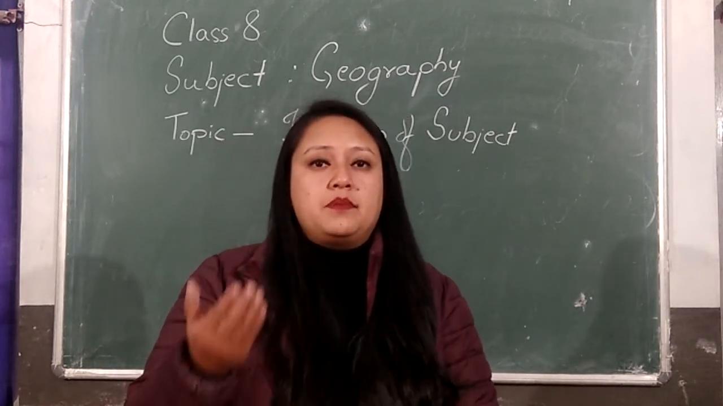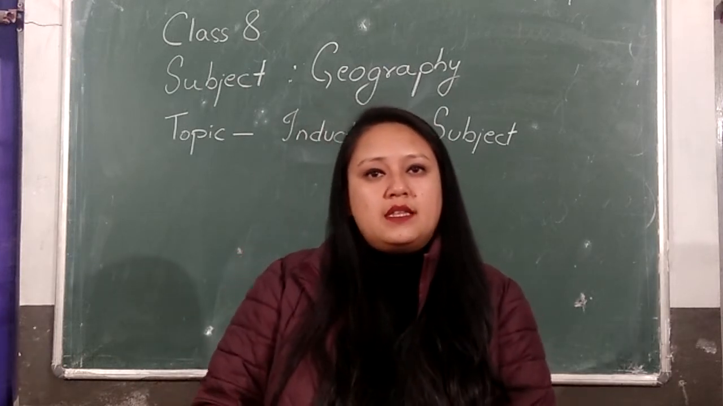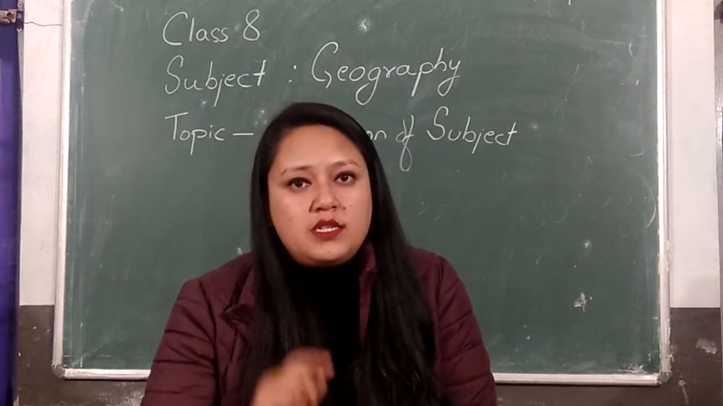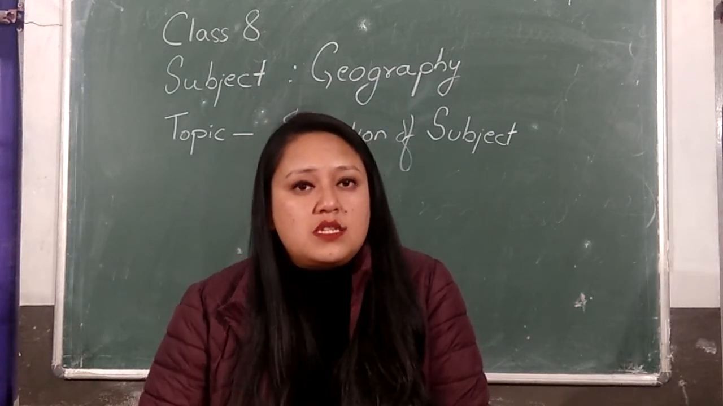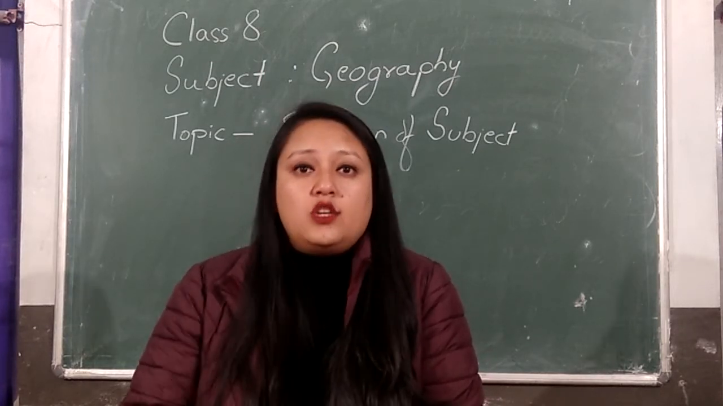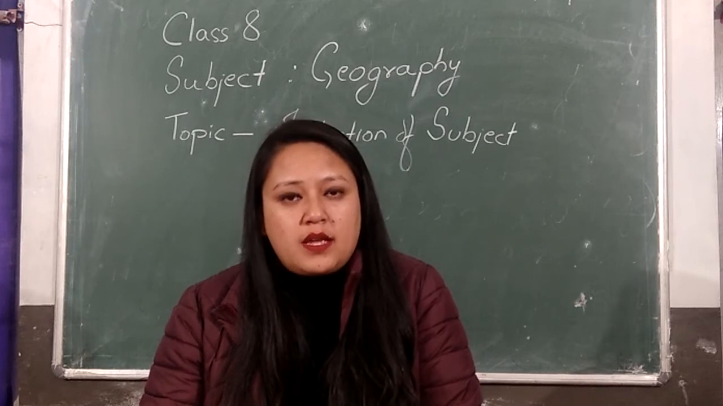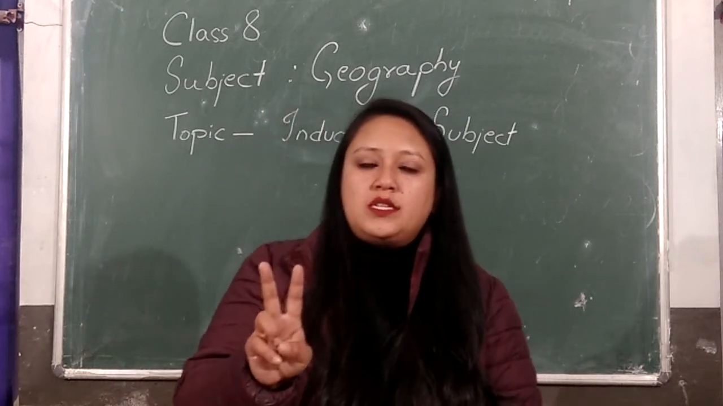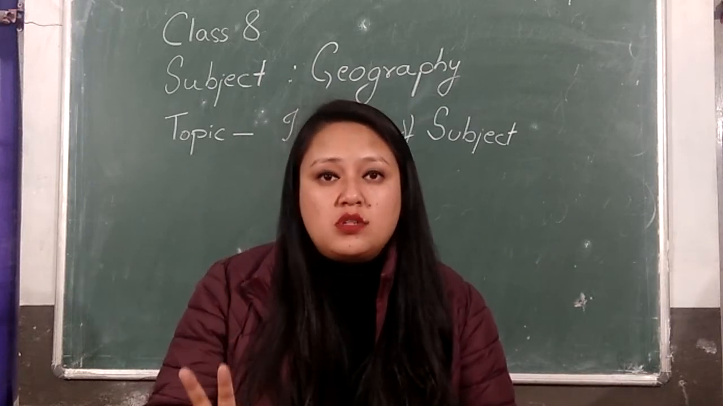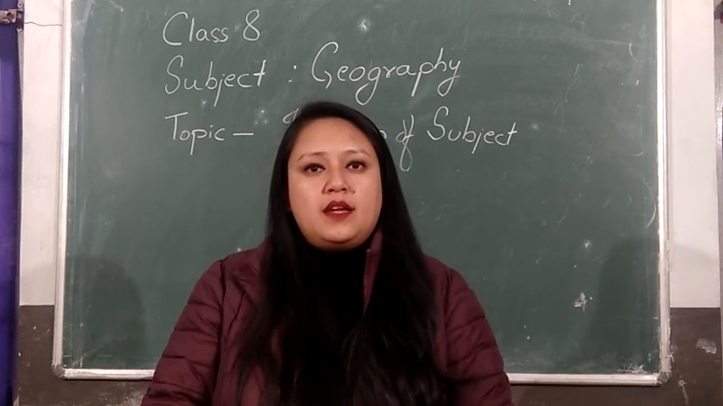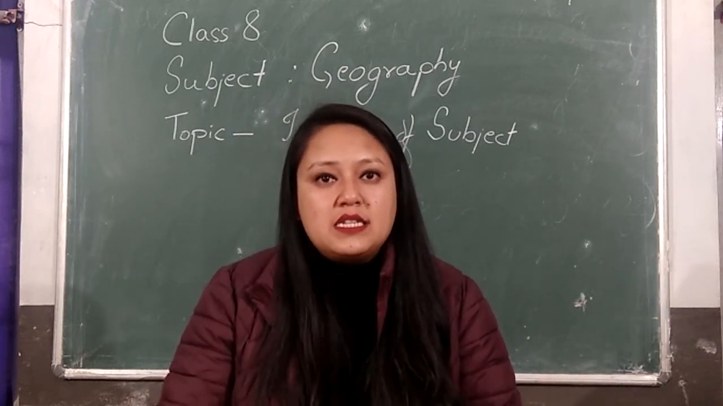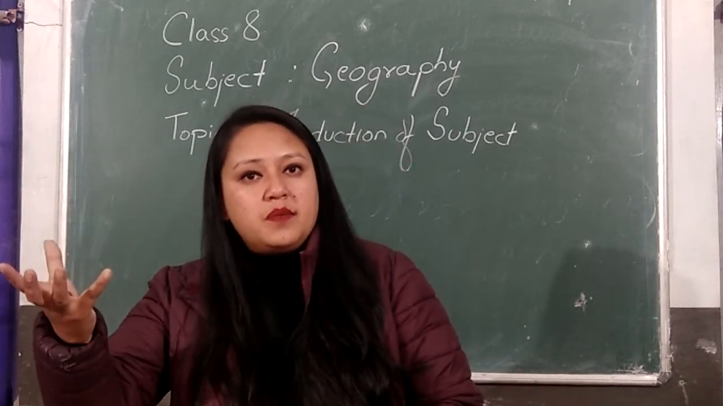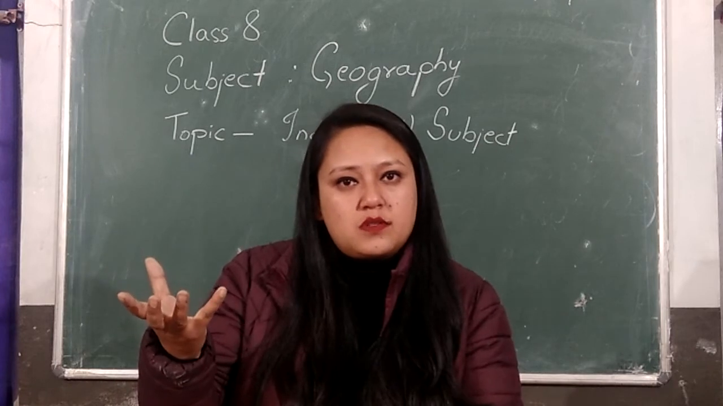Here is a simple example. If you have 20 students in the class, that means the population of your class is 20. What is the resource that you require in the class? The main thing you require is tables and chairs. The population is 20, but the resources, the tables and chairs, are only 10. That means the class is overpopulated, meaning more people, fewer resources.